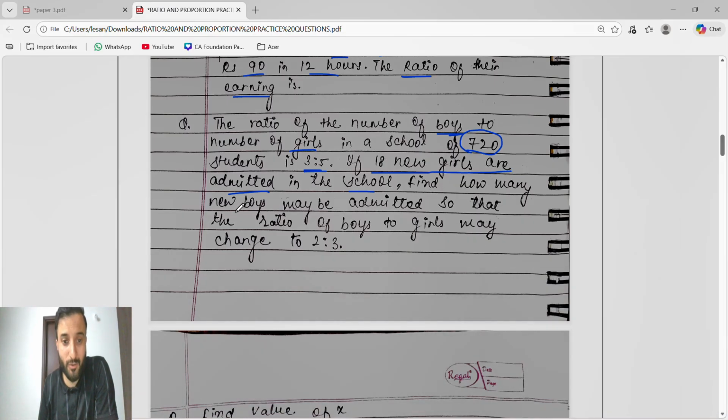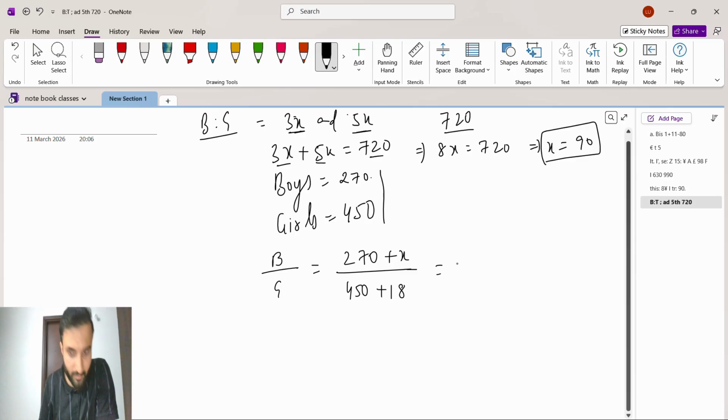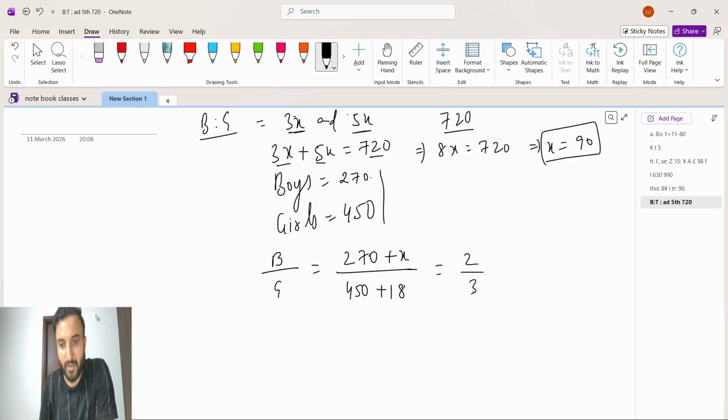Find how many new boys, the boys will take as x, may be admitted so that the ratio of boys to girls may change to 2 is to 3. So how many boys will we add? X boys will be added, so the ratio will become 2 is to 3. Now guys, everyone knows what we have to do. We will do cross multiplication.